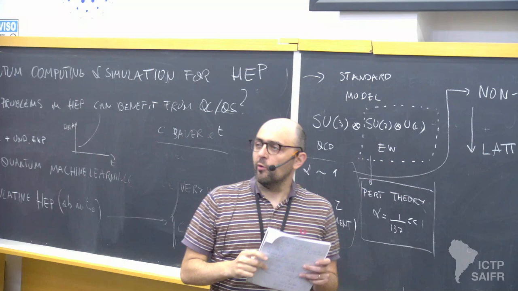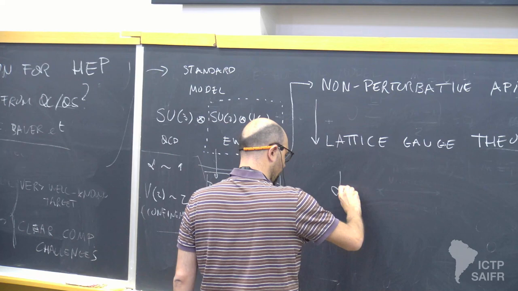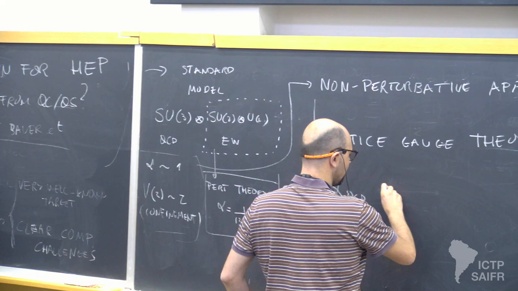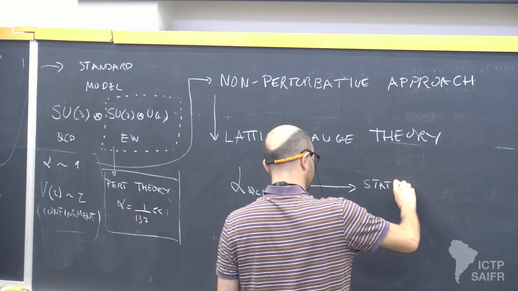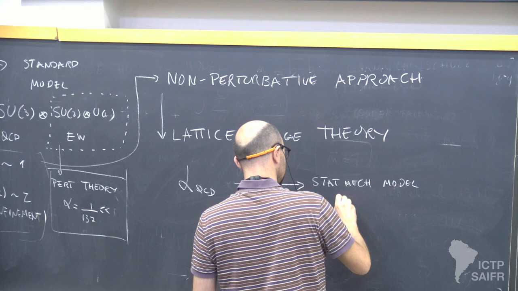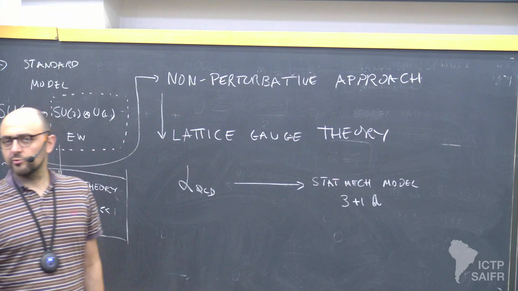How does it work? So the basic idea of lattice gauge theory is actually very simple. One takes the Lagrangian of quantum chromodynamics, or whatever other theory you're interested in, and then you write it as a path integral, as a statistical mechanics model that now lives in 3 plus 1 dimensions. Because when we write down the path integral, we have to add imaginary time.